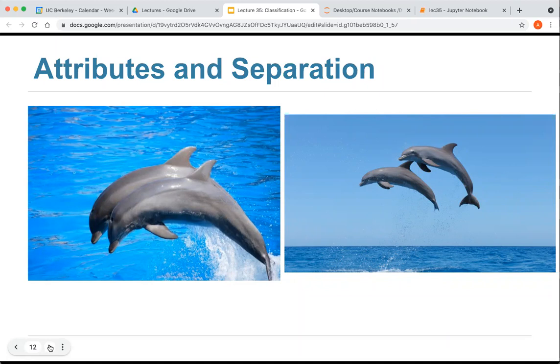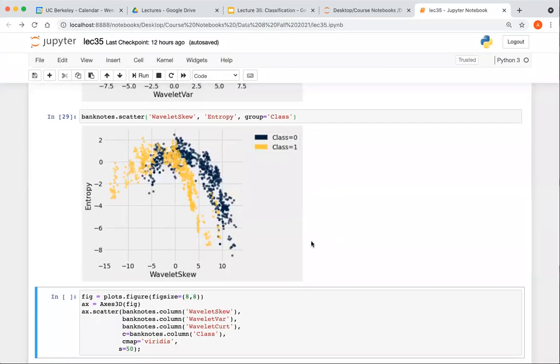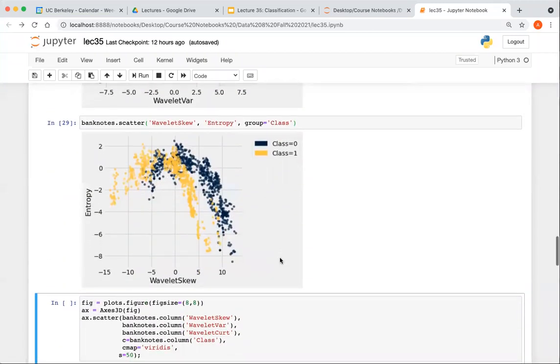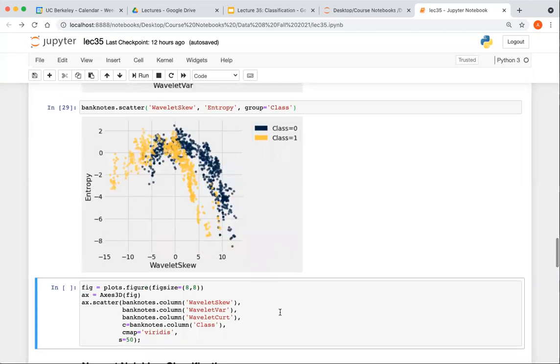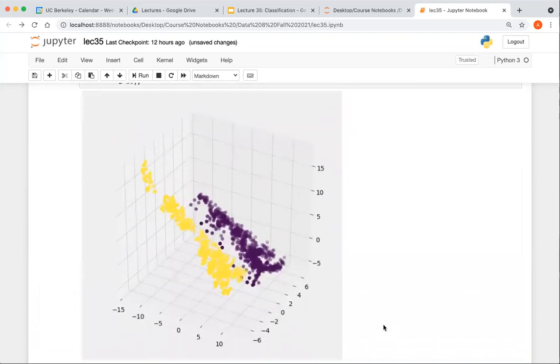In the banknotes, we used two variables to draw our scatter diagram, but we had other variables in our data. We had other attributes in our data. So going back to the banknotes, what we're going to do now is we are going to use three of them. So we're going to use the first three, 1, 2, and 3, and see what happens when you use three variables instead of two. So three attributes. And if I run this, now suddenly you have a separation. So what you're learning here is sometimes introducing another attribute can help you see separation.